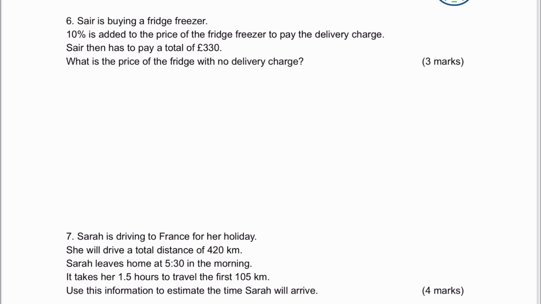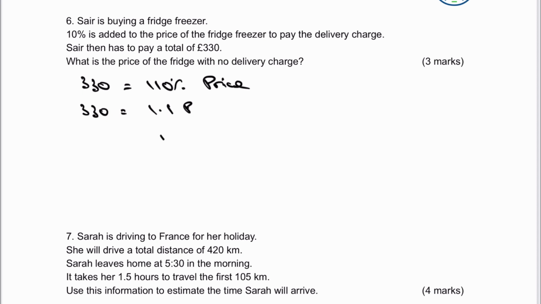Okay, so Sarah's buying a fridge freezer. 10% is added to the price. So basically what we're saying is the price itself of 330 is actually equal to 110% of the price, because the price itself plus 10% is the delivery charge. So let's just convert that then to something that's easier to work with. I'm going to call that 1.1, which is the decimal equivalent to 110%, and I'm going to make that P.